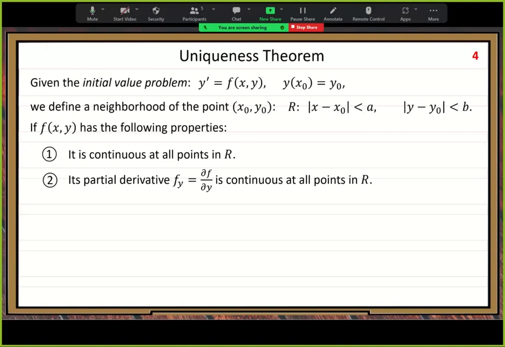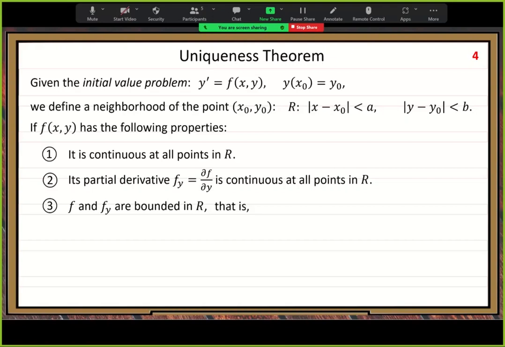Second condition. Then the third condition: both f and partial f over partial y are bounded in R. f is the previous one, but we add a new one. This function must also be bounded in R. Then we have the uniqueness property.